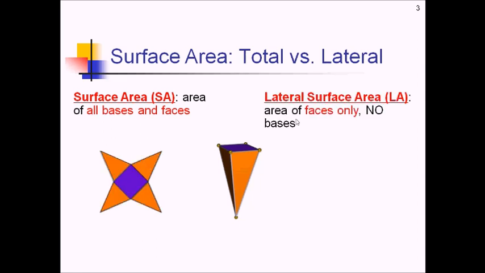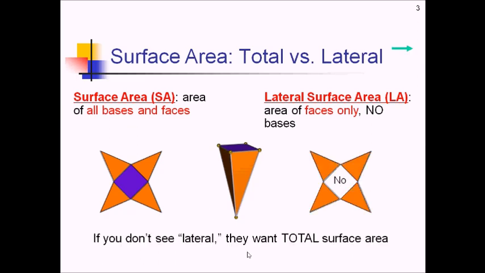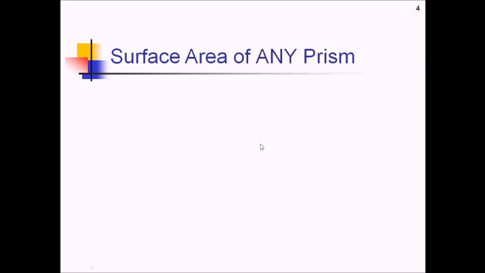If we're just talking about lateral surface area, or LA for short, we just want the faces, no bases. So again, just the triangles here, not the square base. In general, if you don't see the word lateral, they're looking for total surface area. In this lesson, we're going to talk about surface area of prisms and cylinders.